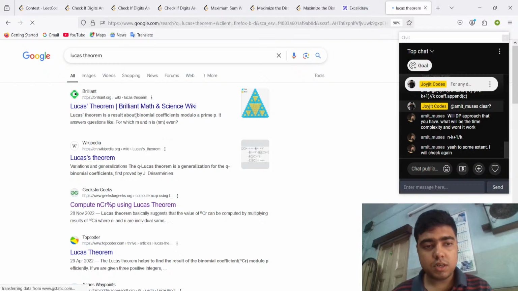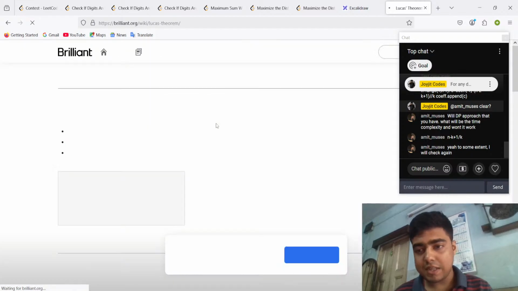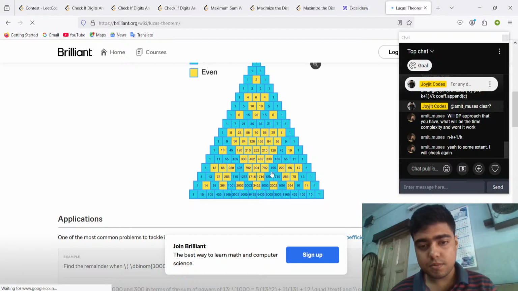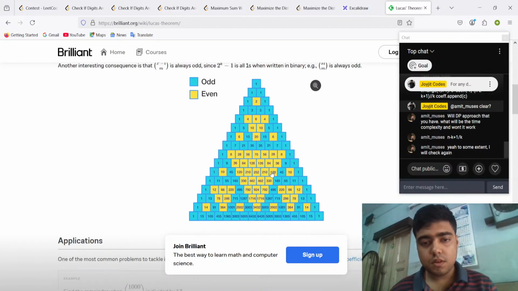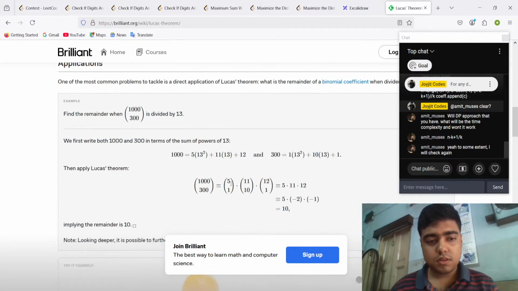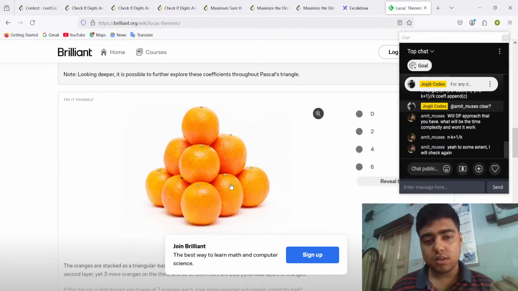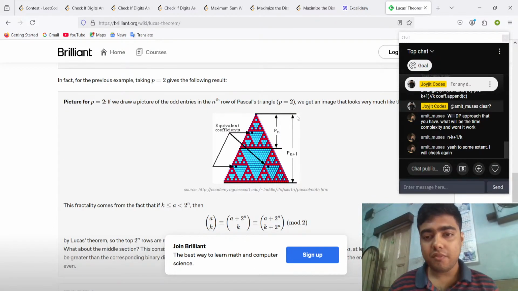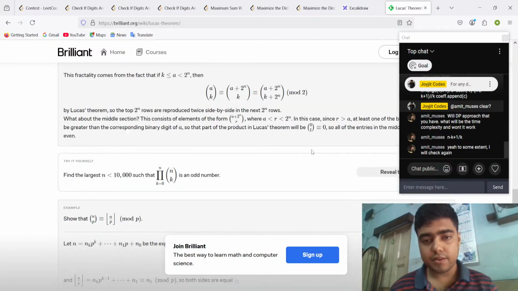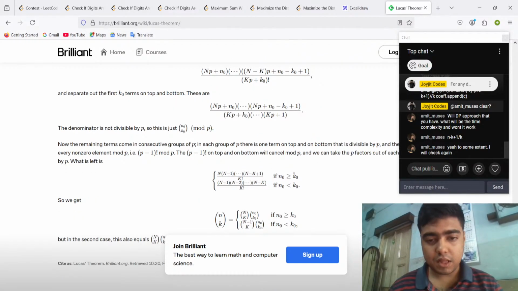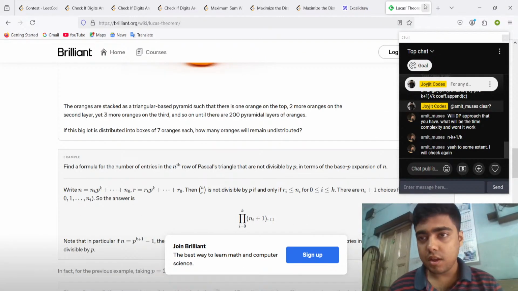Lucas theorem is a result about binomial coefficients modulo a prime, and you can see over here that it is basically based on Pascal's triangle. So you can have the odd even thing, what he has done over here. This odd even is just for the case of binomial mod 2, but if you're going for binomial mod 5 or something like that, you can have a different thing. If you're a fan of mathematics, you can read the proof of it. I think you will find it on the internet.